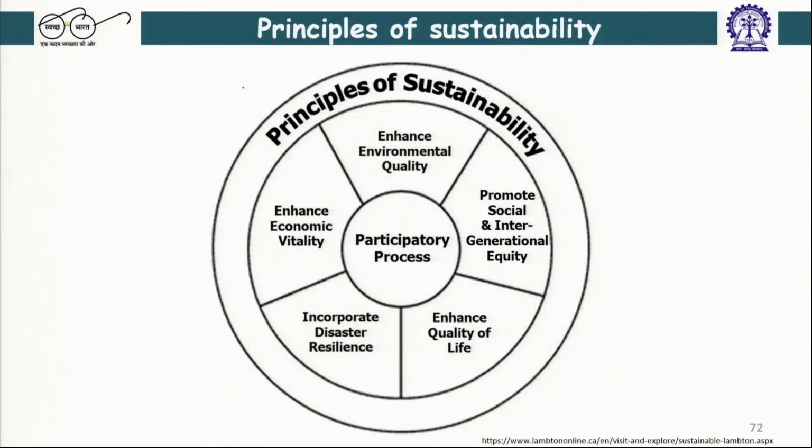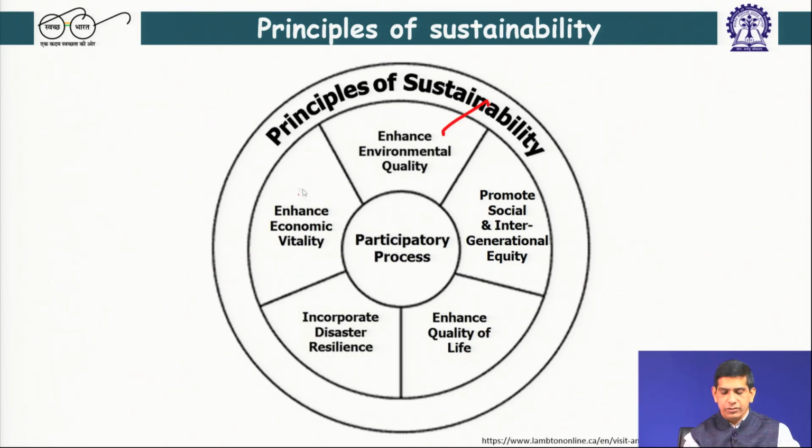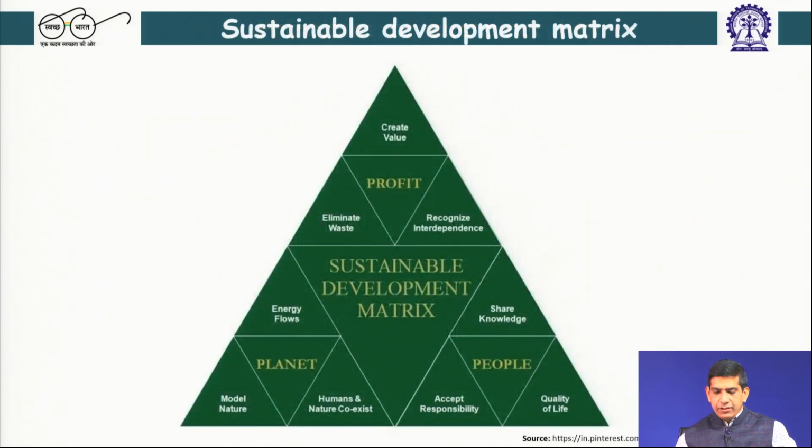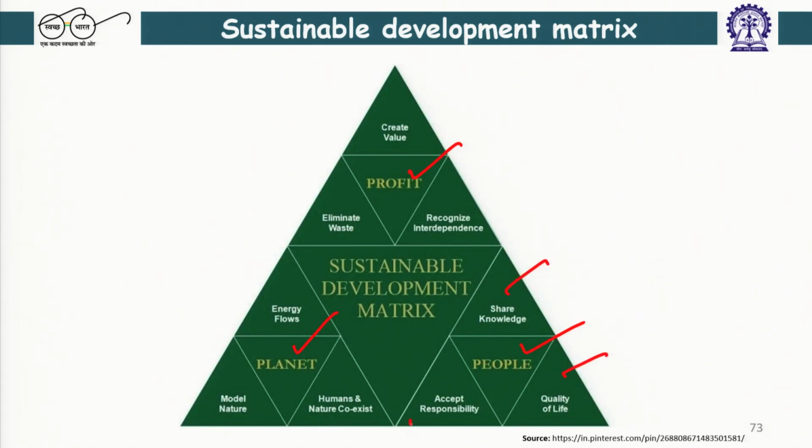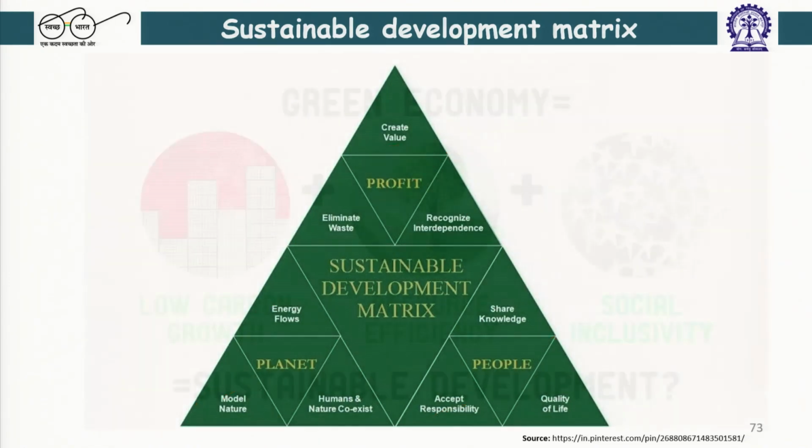The principles of sustainability include better environmental quality, economic considerations as well, promoting social and intergenerational equity, quality of life, and incorporating disaster resilience. There are also sustainable development metrics, where we talk about the 3P principle: profit, planet and people. You may have heard about that earlier as well. You have to look at the profit, but you have to take care of the environment, the planet, and also people have to be happy. That is also very, very important. So share knowledge, improve quality of life, accept responsibilities, take care of human and nature coexistence, model nature, look at the energy flow, eliminate waste, recognize interdependence, and create value for all sections of society.